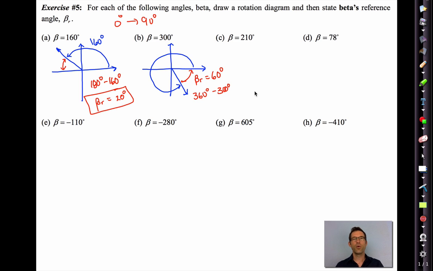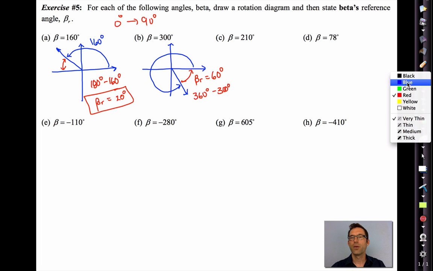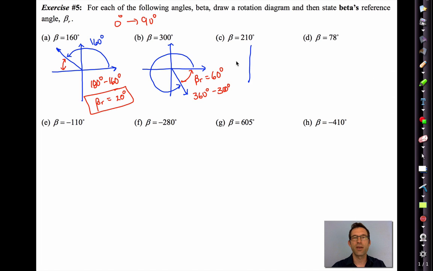All right. Well, if a lot of this is seeming pretty easy to you, that is great. We want trig to be easy right from the get-go. 210 degrees, that puts us into the third quadrant like this. That's 210. All right. But what I want is this angle. Never the angle between the ray and the y-axis. I want that angle. We can find that angle by doing 210 minus 180. And we find that our reference angle is 30 degrees.